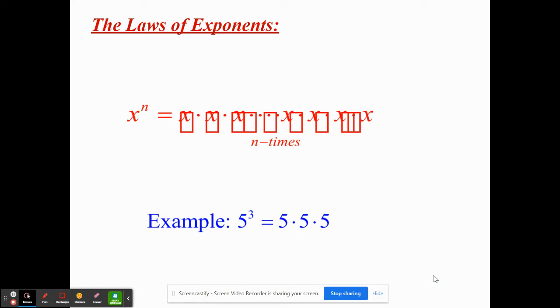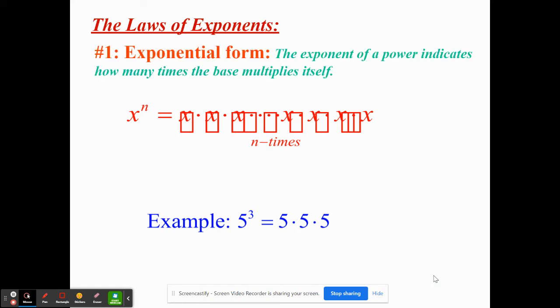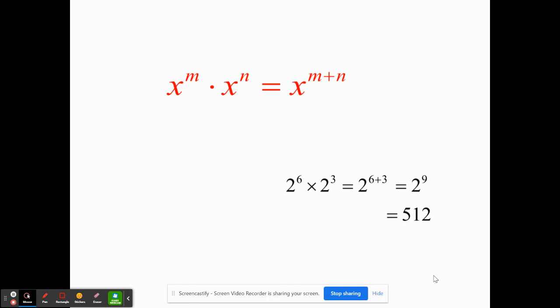So x to the n power, and I believe this is because it's in Google Docs, sorry for the squares that happen. So that means x to however many times the n. So exponential form is the exponent of a power indicates how many times the base multiplies itself. So the exponent, that n, means an unknown number of times that x is going to multiply itself. So n factors of x.